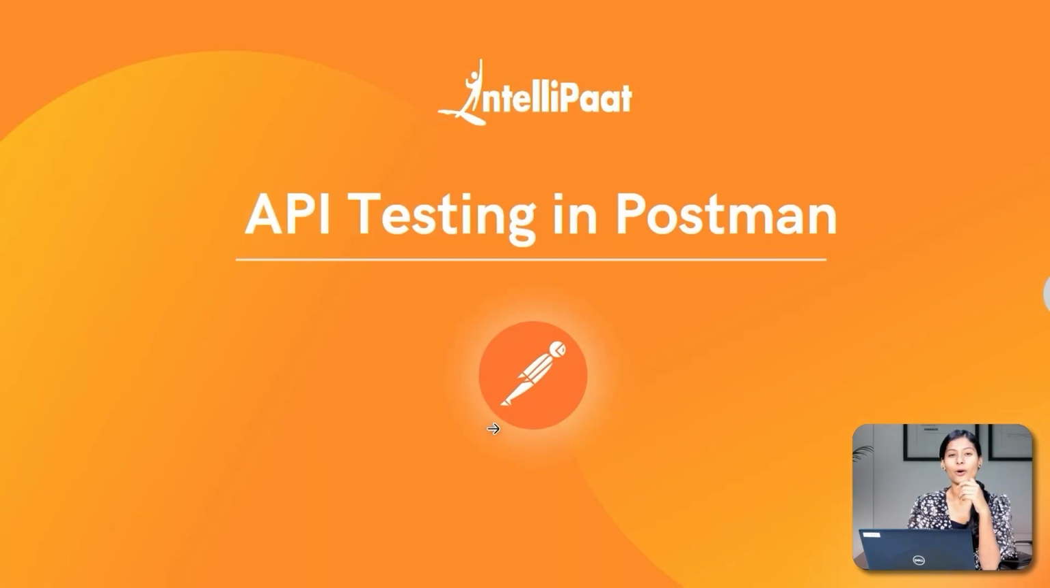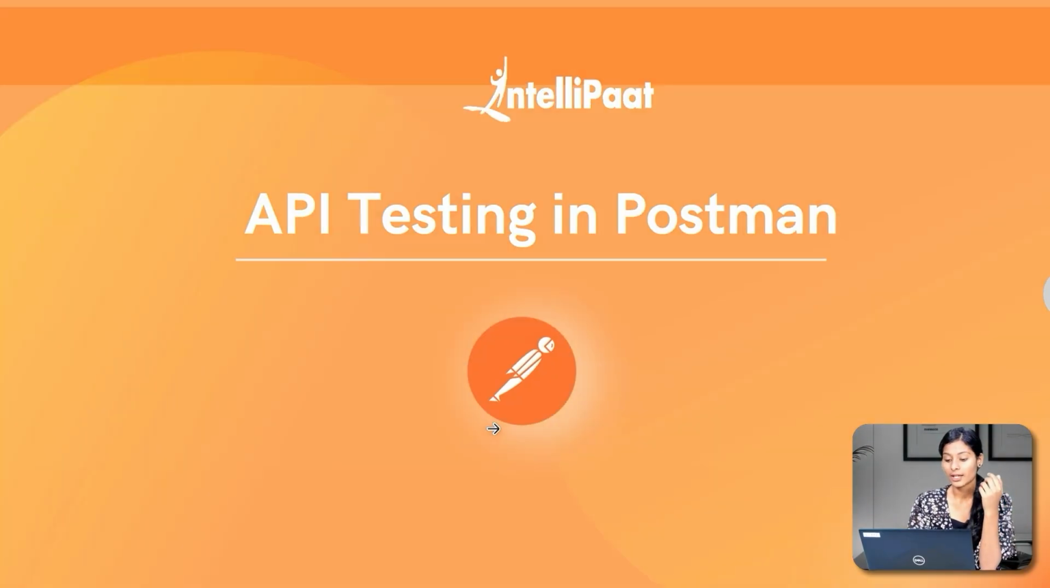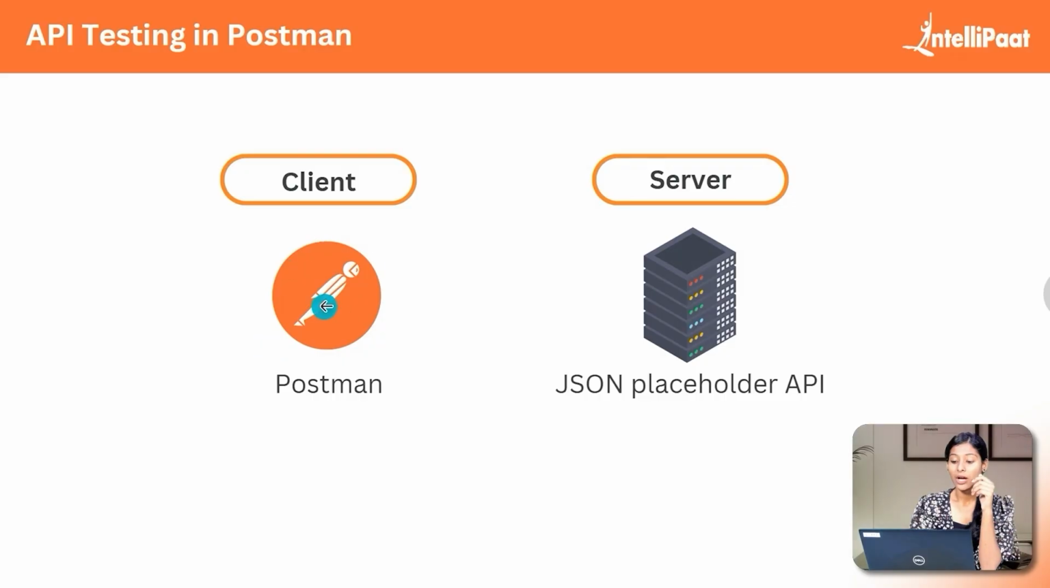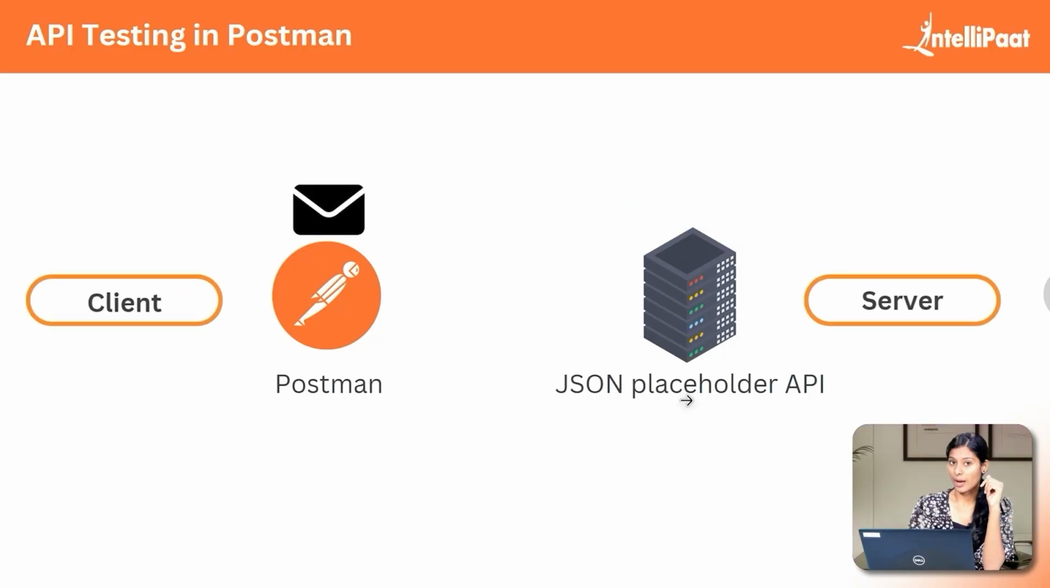So now let's look at how exactly these tests are being conducted, or how exactly Postman works. By another example, you have a client and a server, and the communication is happening between them. In this case, the client is Postman and the server is the JSON Placeholder API, which you can find on the internet. Now let's see how the communication is happening.